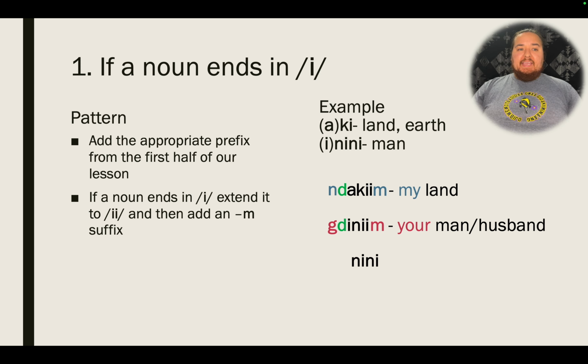Next, we're doing nene again. So bring back that I sound, bring that D prefix back because of our personal pronoun prefix, O. We're going to extend that I to a double I, then add our M suffix. And so we get rid of that extra NI for haplology.